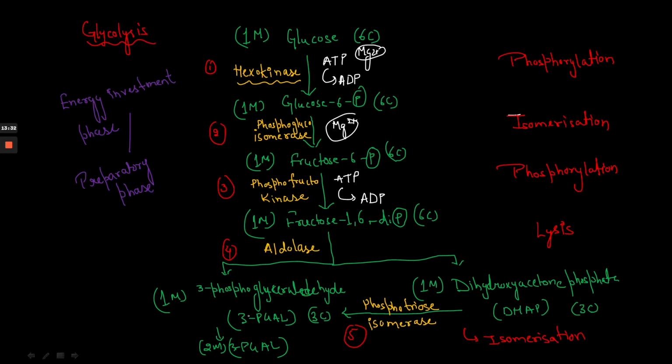Okay, so by the end of the 5th step, we have already got 2 molecules of 3-phosphoglyceraldehyde, PGAL, which is a 3-carbon compound. Now, this 3-phosphoglyceraldehyde in the 6th step is going to get converted into 1,3-diphosphoglyceric acid.